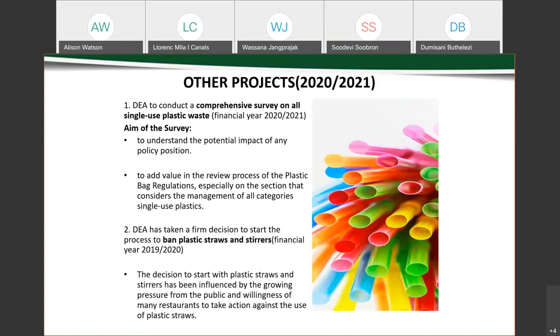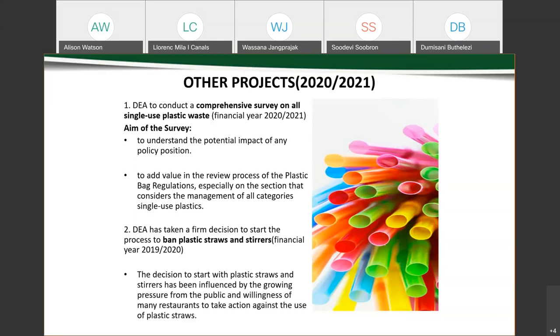Just 1 minute. This is the survey that we are conducting now. The work has started. It's ongoing. We will be providing information after the study is finalized. But in terms of LCA, the CSIR, it's not the department, but the CSIR in South Africa has done the LCA for plastic bags. We can share the report with the colleagues here. And I know that LCA is a requirement in our new EPR policy instrument for paper and packaging waste.